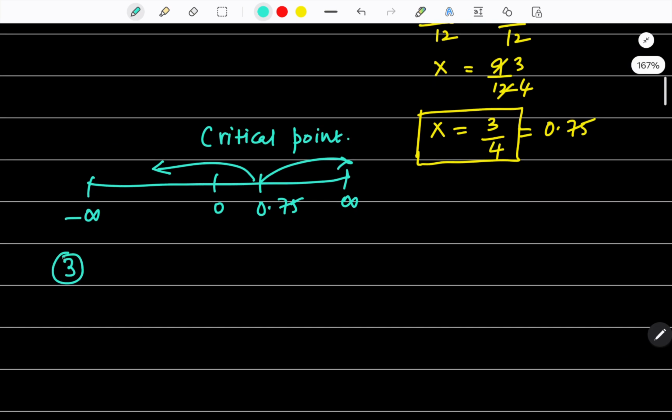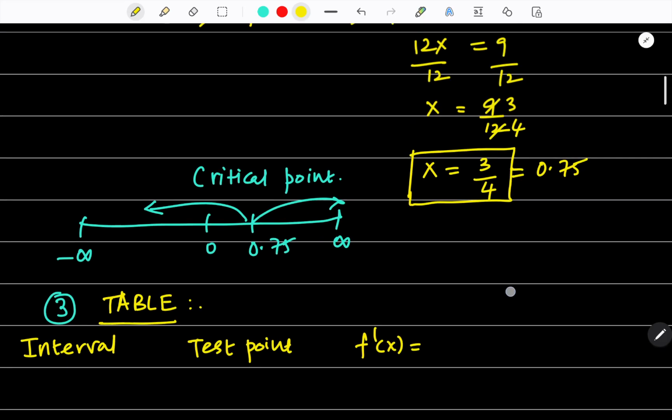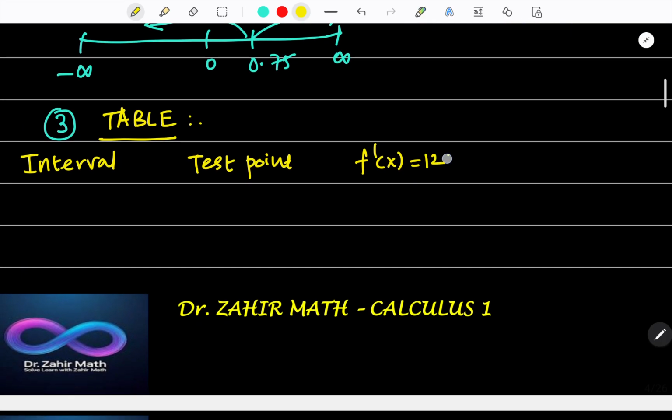So step number 3. Step number 3 is what? We are going to create a table. What is the table? The table is interval. Let me start from the left corner so that you'll have a space. So let me start. Interval. Right. And after that, test point. We are going to take 1 point as a test. Then we are going to put f dash of x. What is your f dash of x? 12x minus 9. Then after that we are going to say plus or minus. Then we are going to use the behavior. Behavior means whether increasing or decreasing.